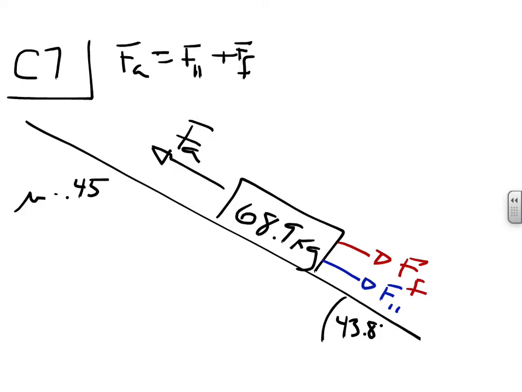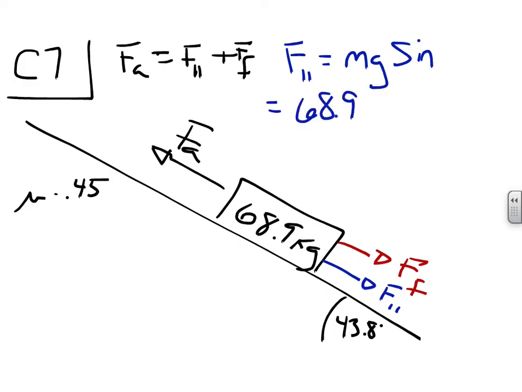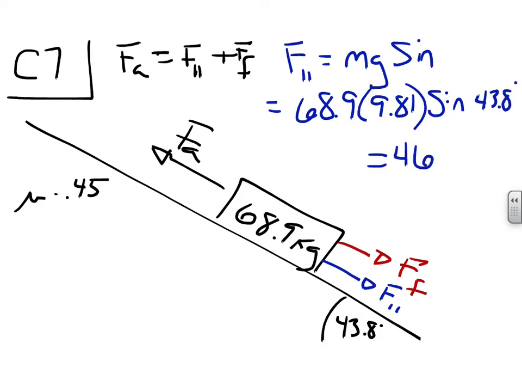So to figure this out, of course, now all I have to do is blindly plug into my two formulas. So I got it made. The F parallel formula, of course, was just mg sine theta. So I know my m was 68.9. I know g is 9.81. And I know my angle was 43.8. And of course, I'm in degrees. That tells me I have a total of 468 newtons caused by the parallel force.